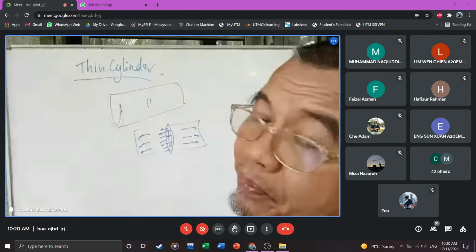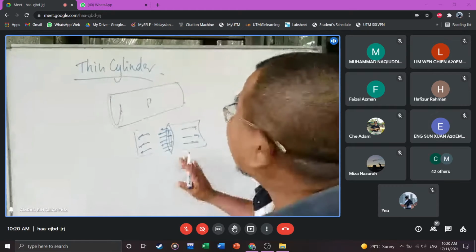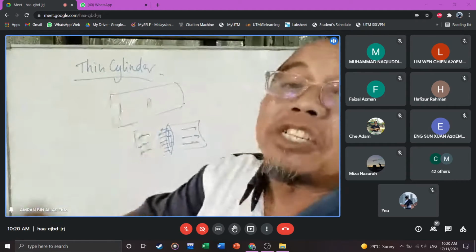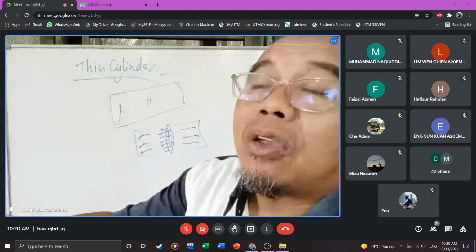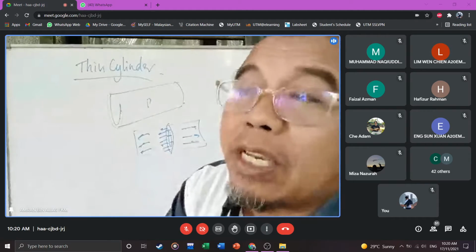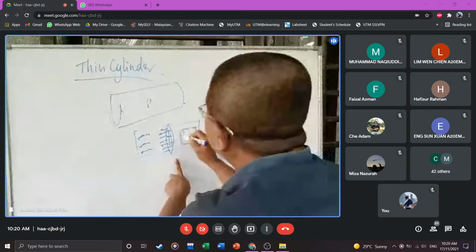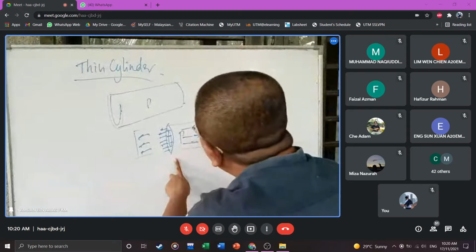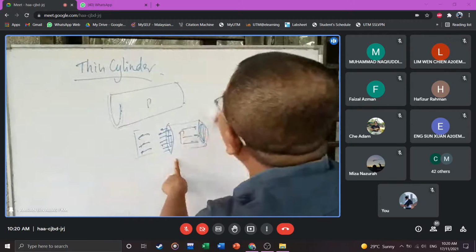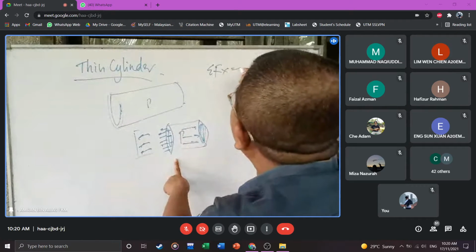Are you with me? Yes. So how do we calculate this? Summation of force. If you don't want to remember the equation, what do we have there? Pressure times the area inside there. Pressure times the area. Summation force in X equal to 0.